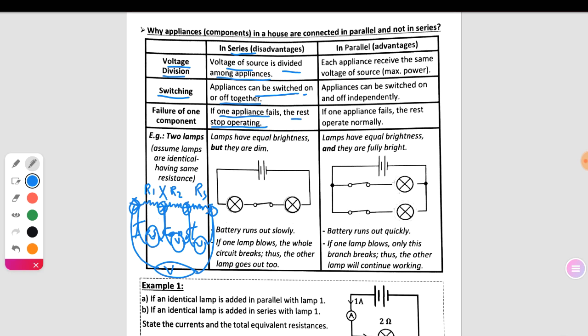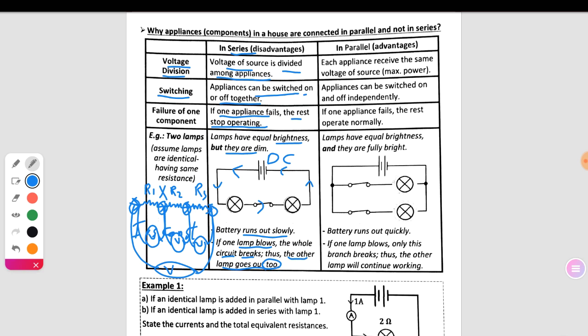Example: 2 lamps, and this is a switch, and this is a source of electricity. The source of electricity is called the battery, it is DC current. This current is called DC current. Current flows in this direction, according to conventional current. Lamps have equal brightness, but they are dim. Batteries run out slowly. If one lamp blows, the whole circuit breaks, and the other lamps go out too.